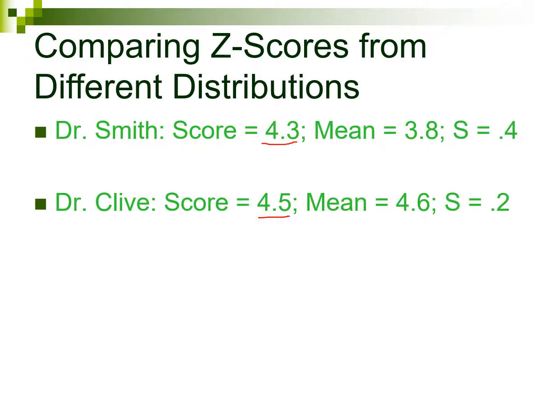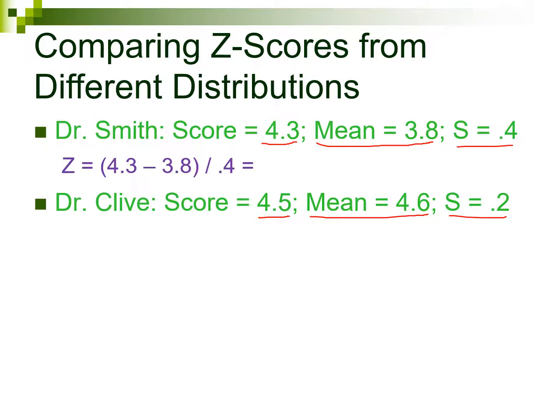So here we have that data. The mean student evaluation rating at Dr. Smith's university is 3.8 with a standard deviation of 0.4. For Dr. Clive, the mean student evaluation score at his university is 4.6 with a standard deviation of 0.2. So again, which of these professors had the better student evaluation ratings relative to the other professors at their universities? To find out, we need to transform their raw scores into z-scores. And we're just going to use the equation that we looked at at the start of class to do so.